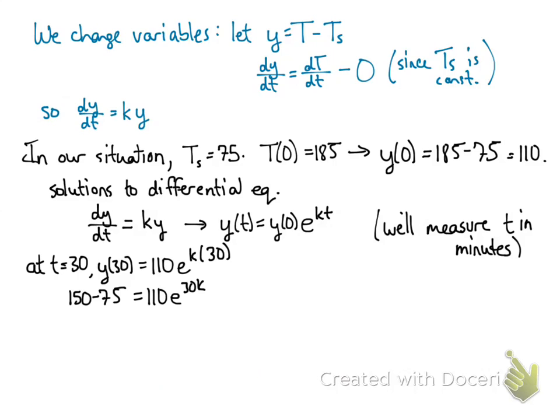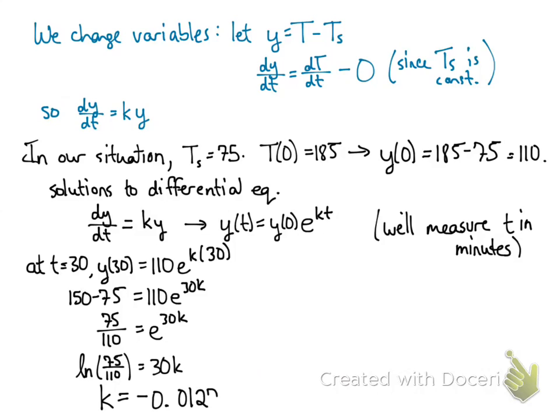Okay. And what is y(30)? Well, at 30 minutes, the temperature, capital T, of the turkey is 150, minus that 75-degree surroundings temperature. So y(30) is T(30) minus Ts. So 150 minus 75, that's 75. So I can divide both sides by 110 and get 75/110 = e^(30k). Take the natural log of both sides, and I get ln(75/110) = 30k. And then divide by 30 and get k = -0.01277.